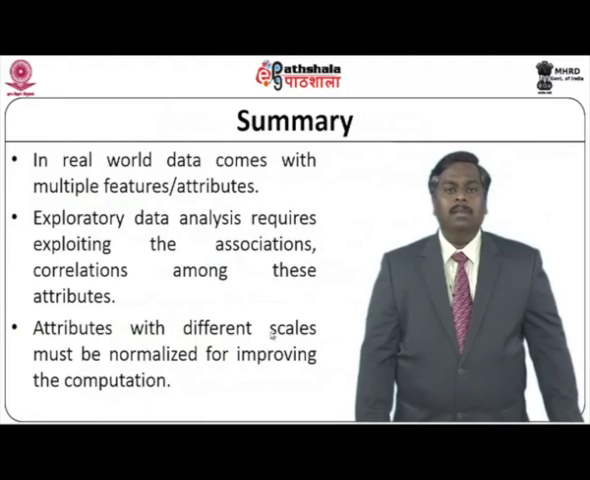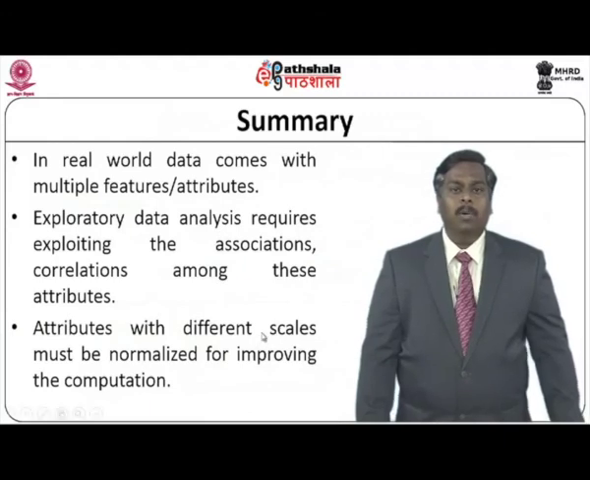So to summarize, in this module we discussed how real world data may exhibit multiple features or attributes. And when we are trying to do exploratory data analysis, we need to exploit the associations or correlations among these attributes, which may be done by using univariate, bivariate or multivariate analysis. And finally, we discussed how attributes that vary with respect to their scale may be normalized to a simple range. Thank you.